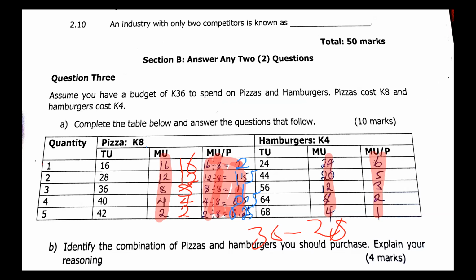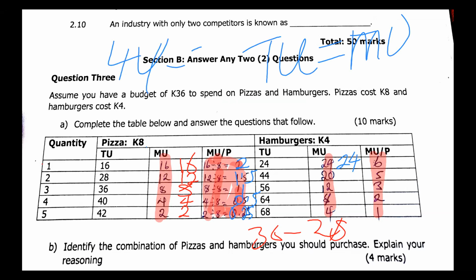It's the same thing. At the first unit, total utility is equal to marginal utility. So total utility is 24, and our marginal utility will be 24. And then you say 44 minus 24 over 2 minus 1, and that should give you 20. Are you able to follow? Like this minus that.